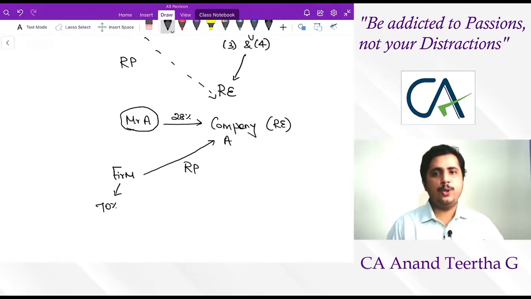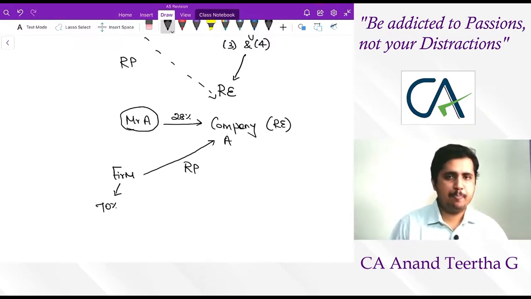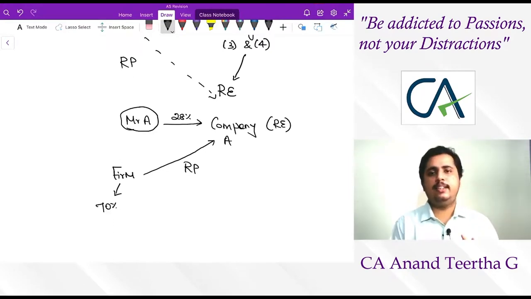Okay, so if you don't do it directly, even if you do it indirectly, it doesn't matter. It is leading to related party. Now, certain things we have to understand. So 5 points, let's quickly remember.